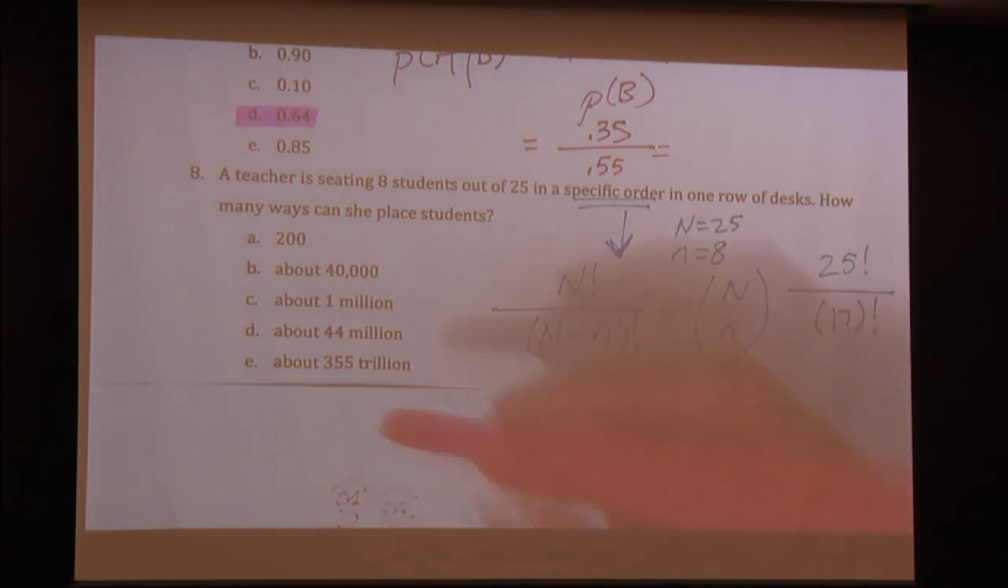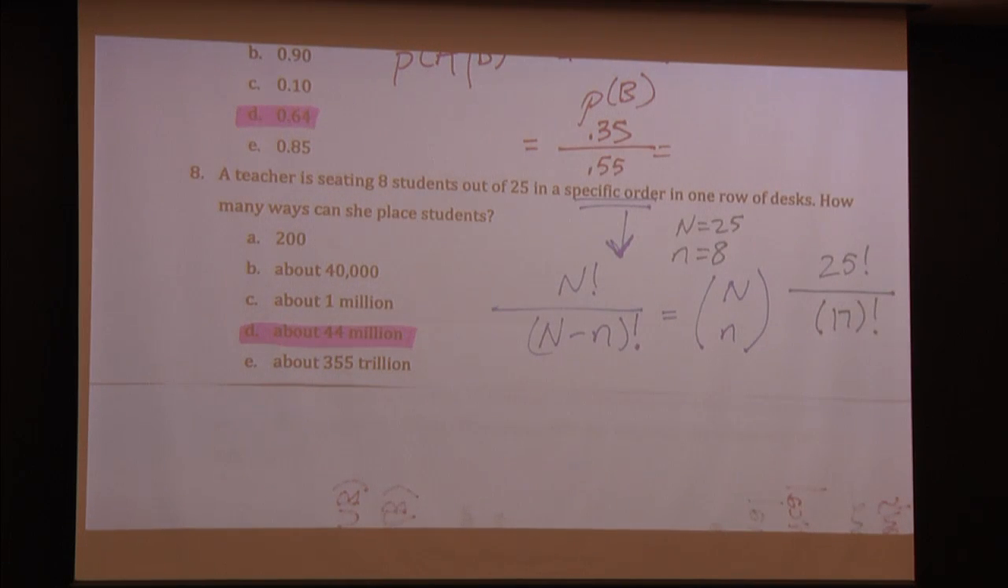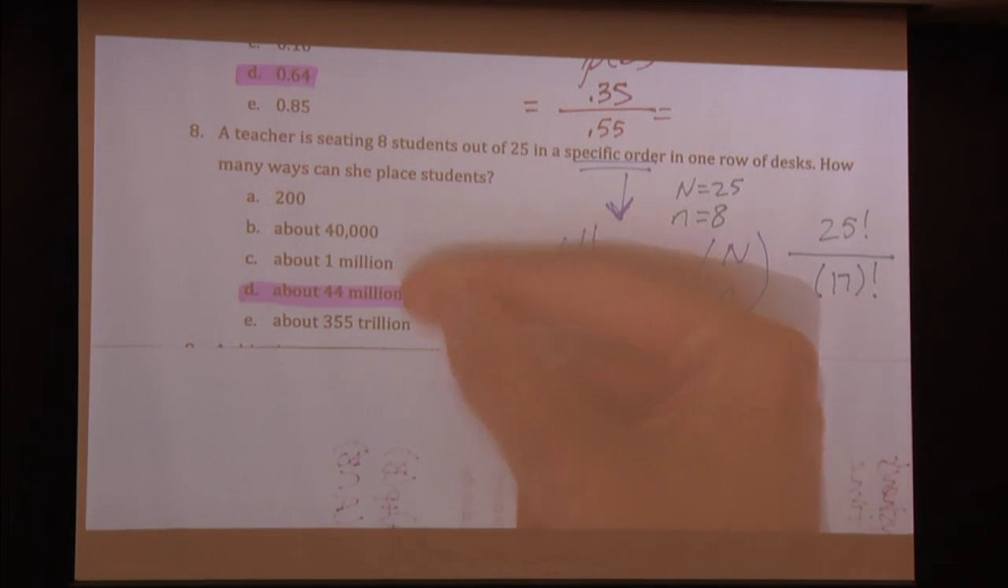So about 44 million. That's what I got, and I calculated it out about 3 or 4 times. So that's why it's really important to know right off the bat, are you dealing with a combination or a permutation? Because this number is literally 44 times larger.